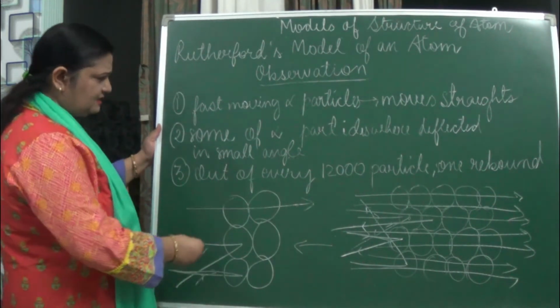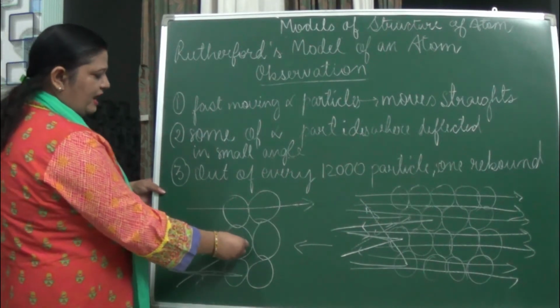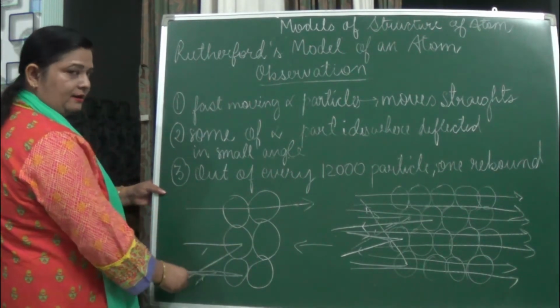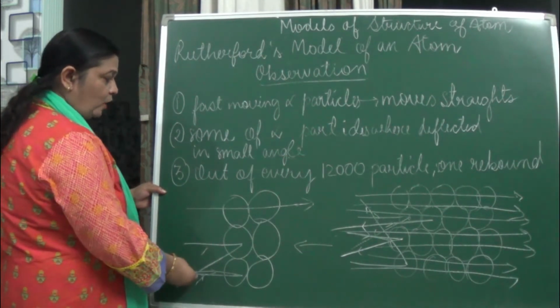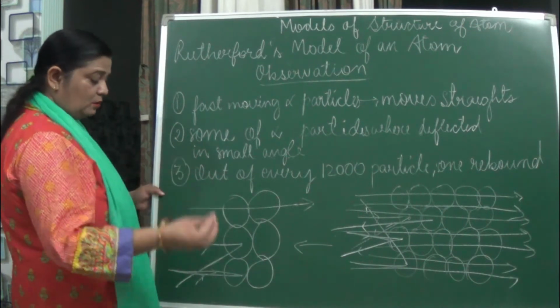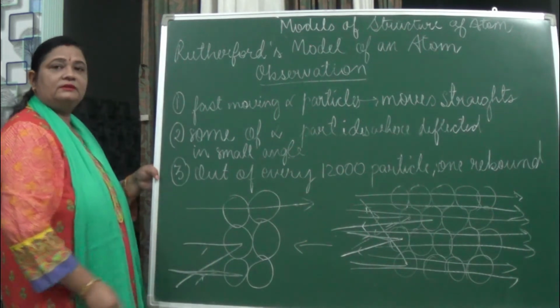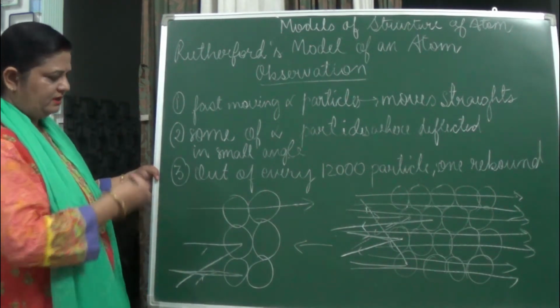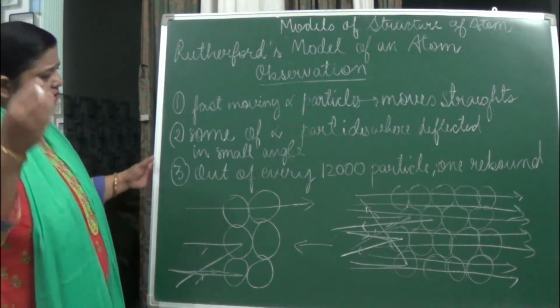Some we are seeing that yes, it is moving, but it is deflected by some angle. And some we are seeing what? Out of every 12,000 particles, one particle we are seeing what? It is totally rebounding back. It means it is totally deflected back, not making any angle, but totally deflected back.